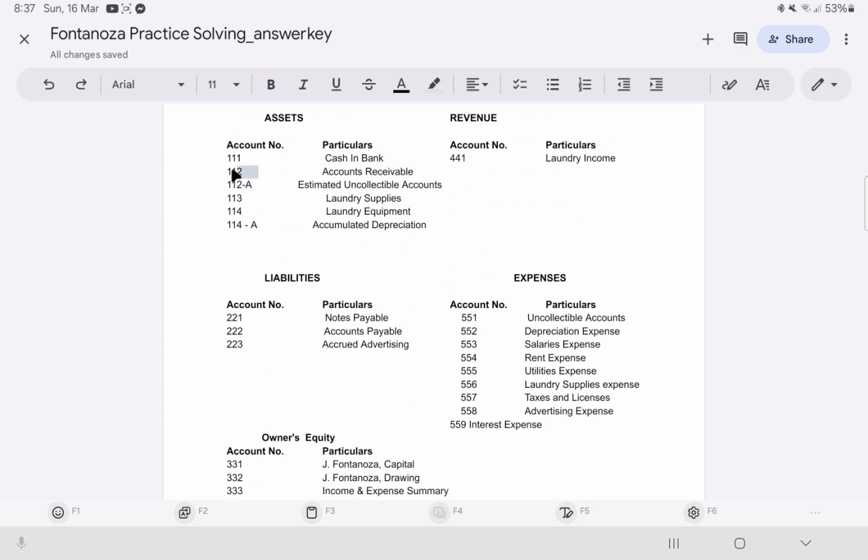So here, accounts receivable 112, that's second. Then estimated uncollectible accounts 112A. Even if you never use this account, or you weren't able to use this account yet, you need to post that to the general ledger, because if there will be additional information that I'm going to give you by the next meeting, it's easy for you to fill in the data.